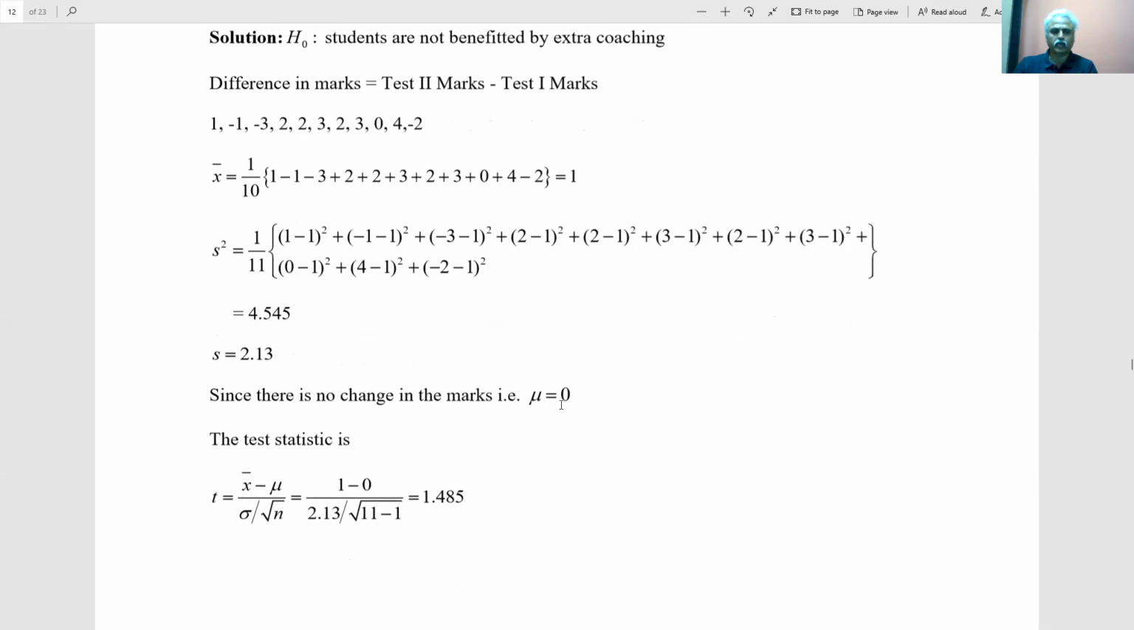Why have you taken 0? There is no significant difference between the first test and the second test. The means are the same, so this minus this is 0. That's why it is taken as 0. So x bar is 1. 1 minus 0 divided by 2.13 by square root of n.